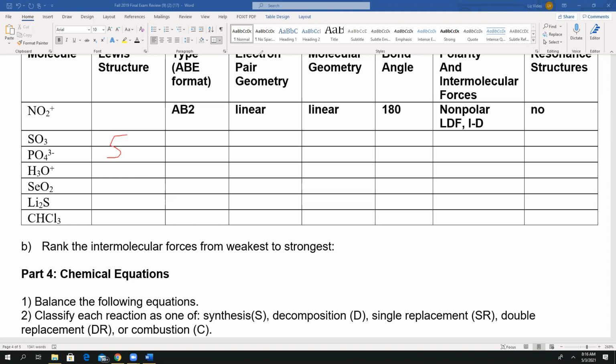5. We have 4 oxygens at 6 each. That's 24. That gives us 29, right? Plus we have a -3. In this case, you add. That gives us 32.